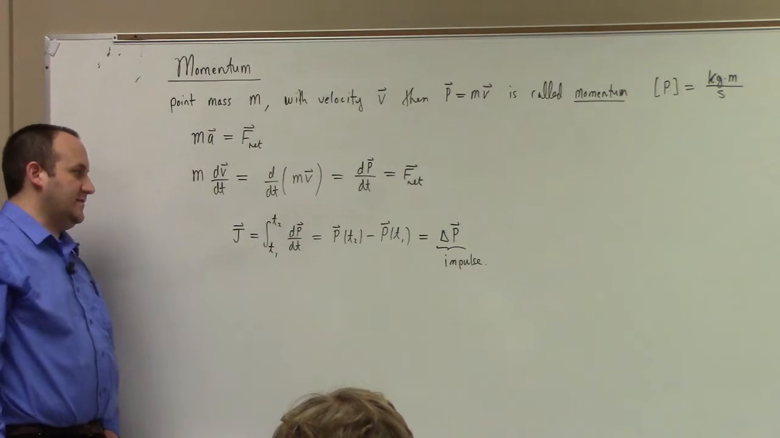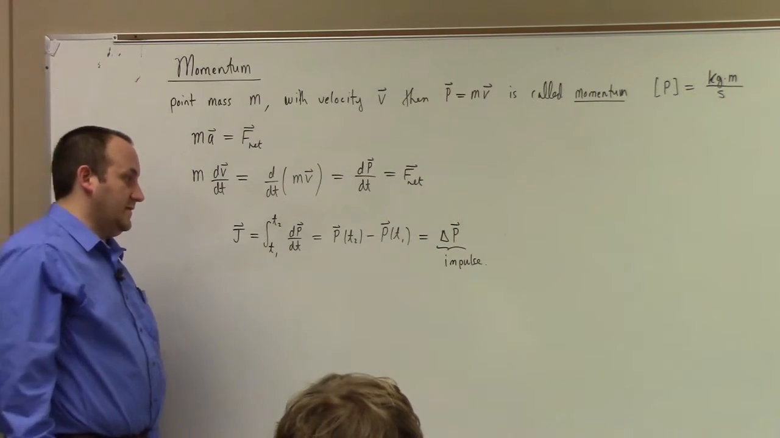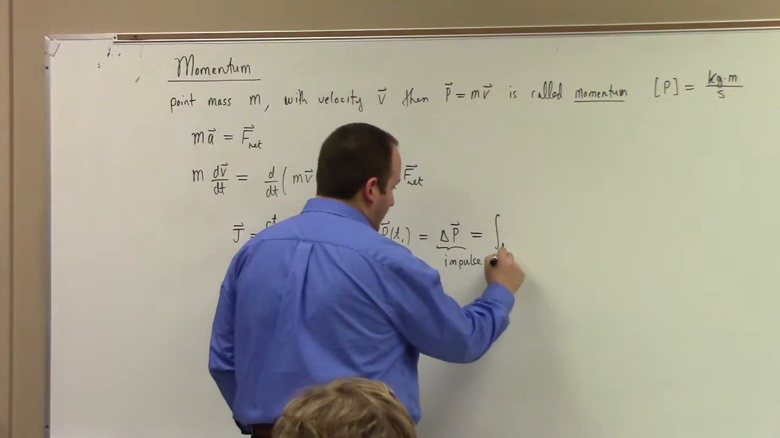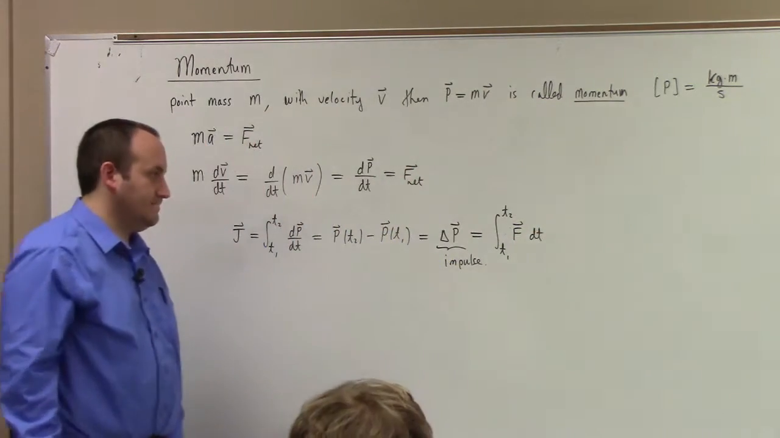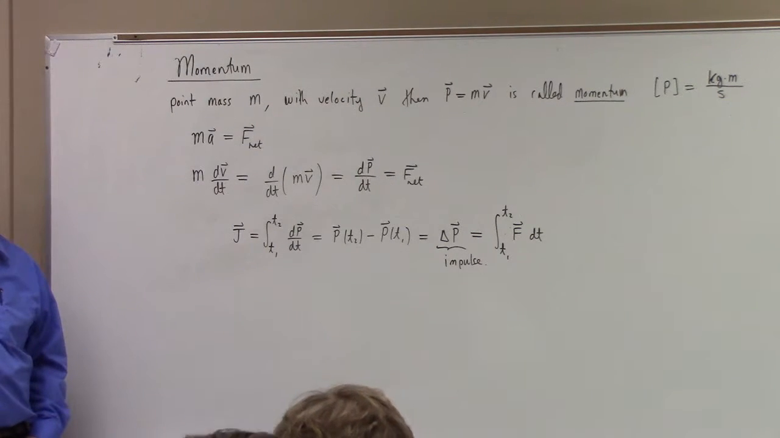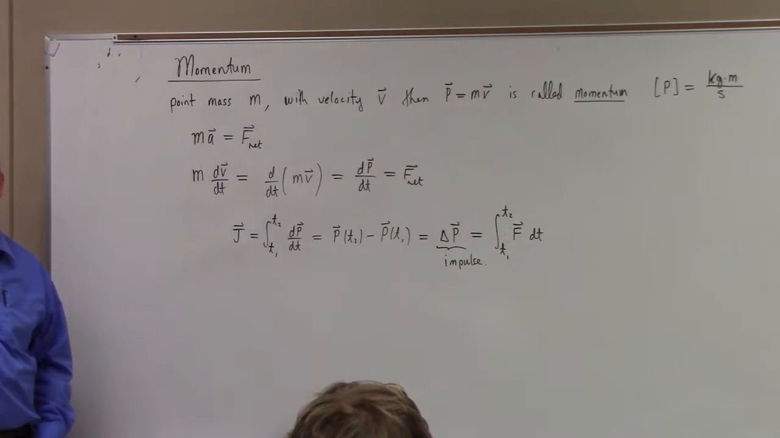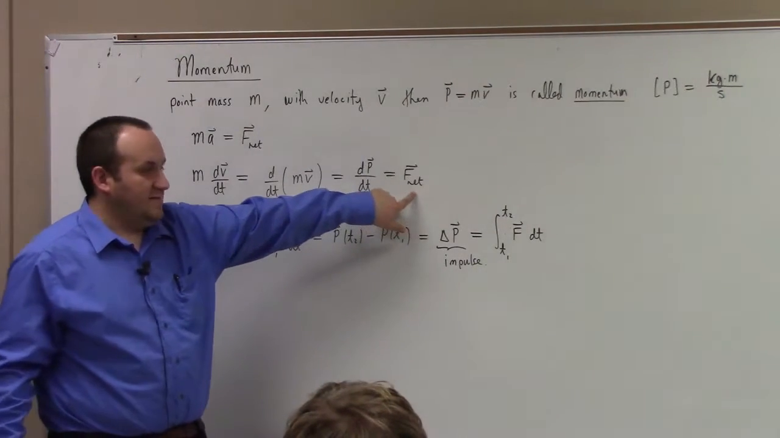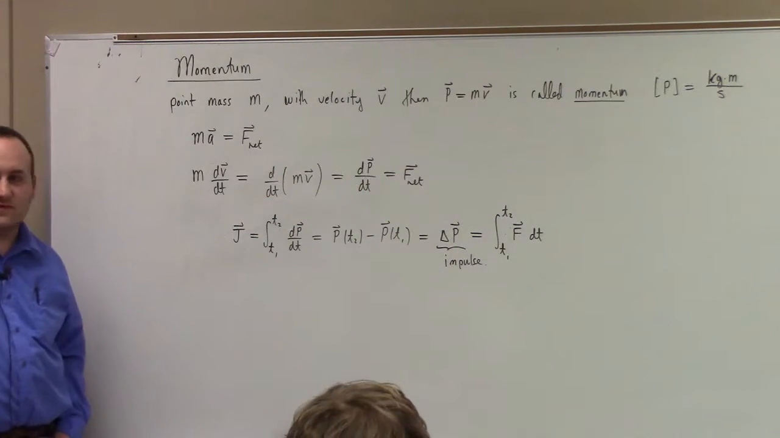But just take a step back. If we're talking about the net force on a single particle, then the impulse is also equal to the integral from t1 to t2 of the net force. So the integral of the force is the change in momentum. If the net force is 0, what happens to the momentum? It doesn't change. Of course, you can see that immediately from here: if the net force is 0, dp/dt is 0, so p is constant. If the net force is 0, momentum is conserved.